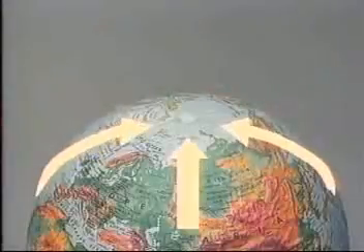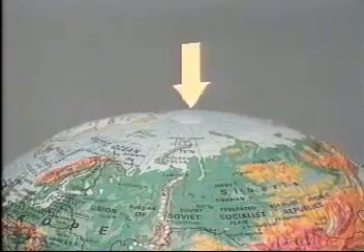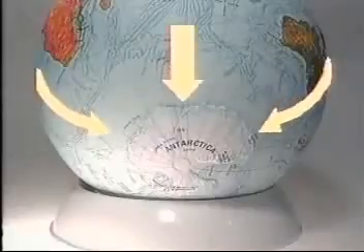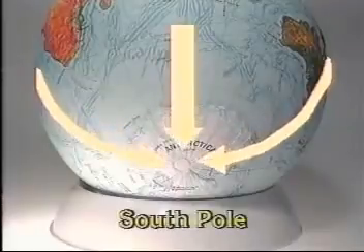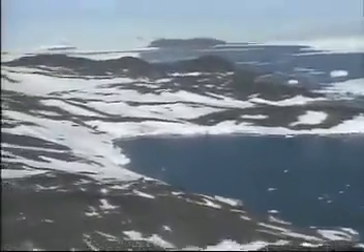At the top of the globe, you can see the North Pole. The North Pole is the northernmost place on the Earth. At the opposite end of the globe is the South Pole. The South Pole is the southernmost place on the Earth.